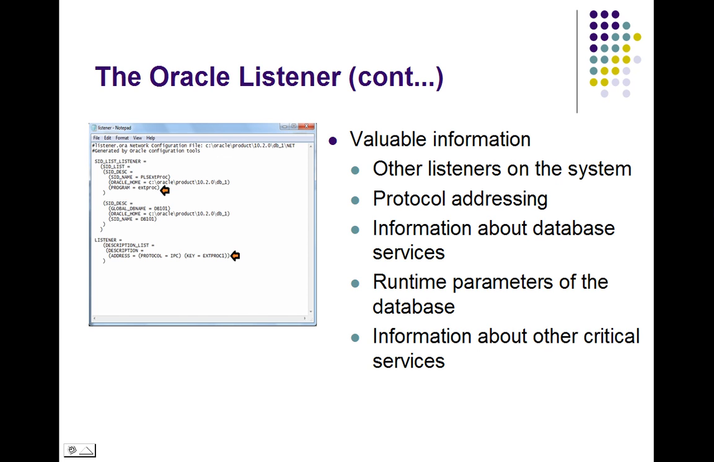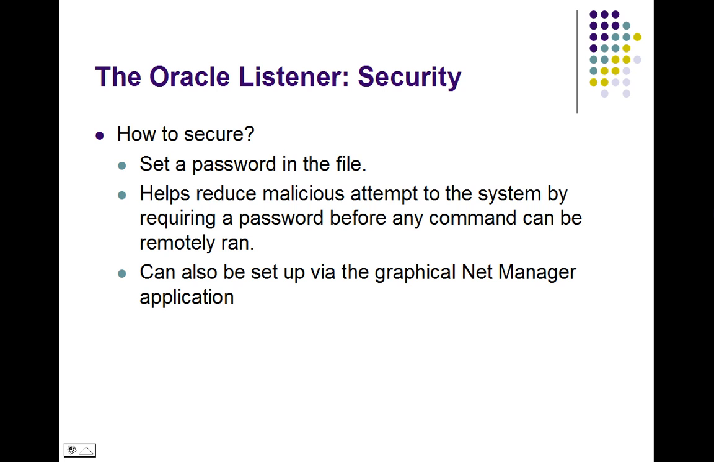More on the Oracle listener is that it contains a lot of valuable information. Over here on the left you can see two arrows pointing to specific directives that allow remote access to the actual database and the listener. Valuable information contained in the listener includes other listeners on the system, names of those, protocol addressing, information about database services, runtime parameters of the database, and information about other critical services in the database. You can see why, just by listing a few of those, that security is a big concern to a DBA. How do we go about securing this?